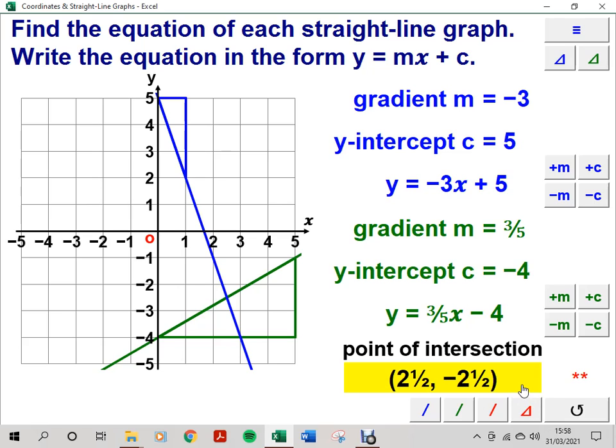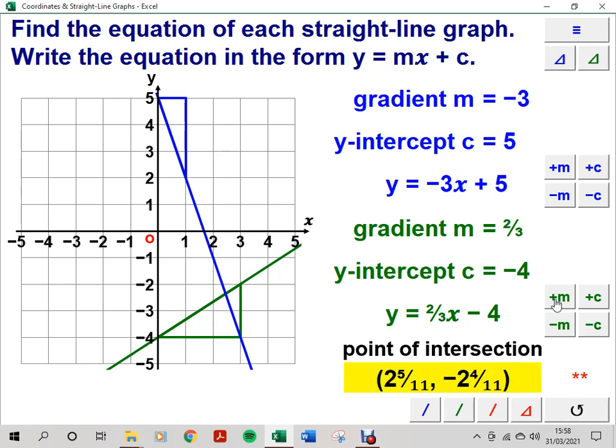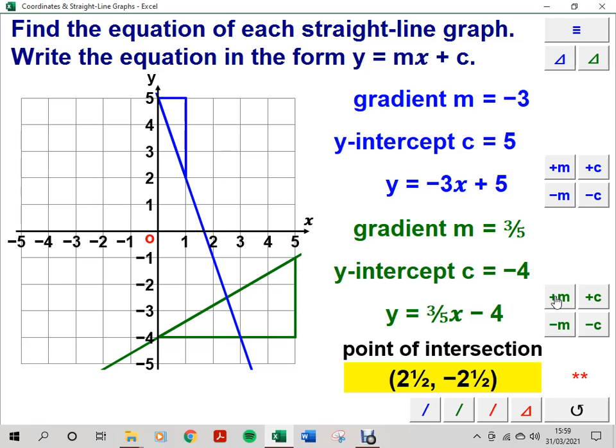It's given as a mixed number, not a decimal, because in some circumstances, such as when m equals 2/3 or m equals 1/2, both x and y will be recurring decimals. Finally, we might ask our pupils to find the point of intersection by algebraic methods. They can do this by equating the two lines, then solve the equation minus 3x plus 5 equals 3/5 x minus 4.